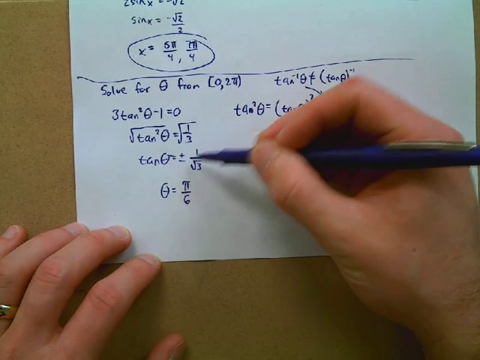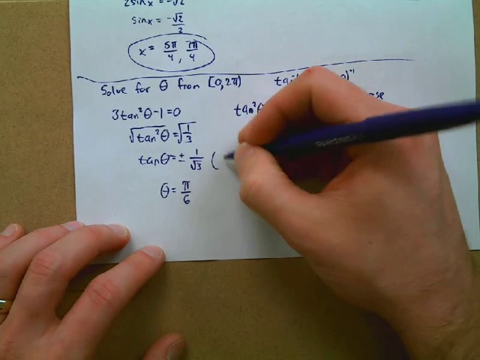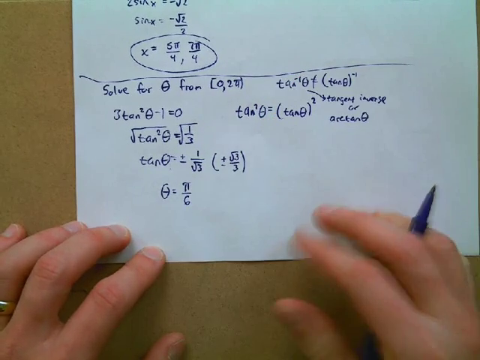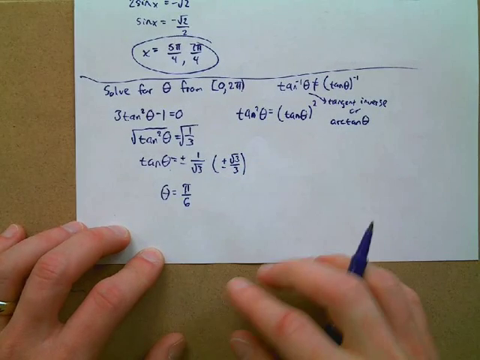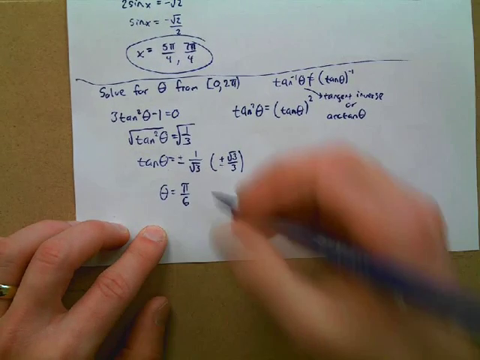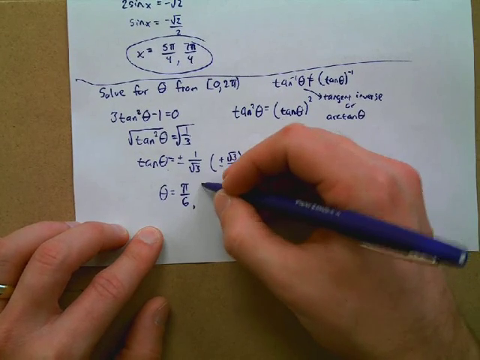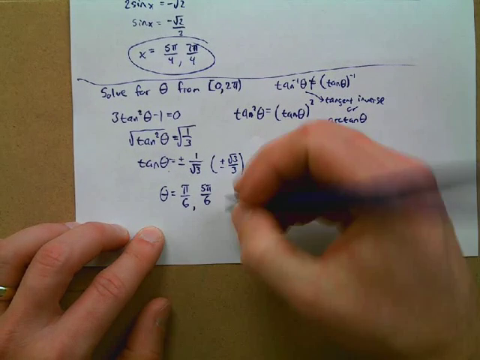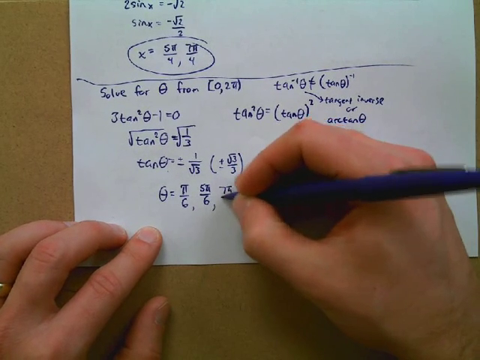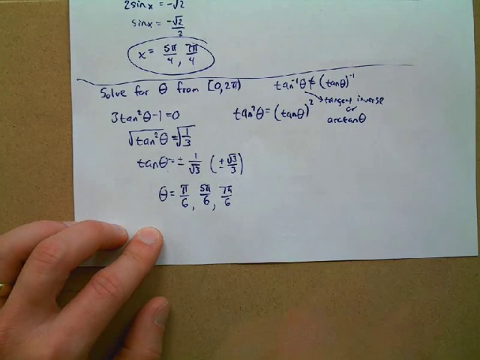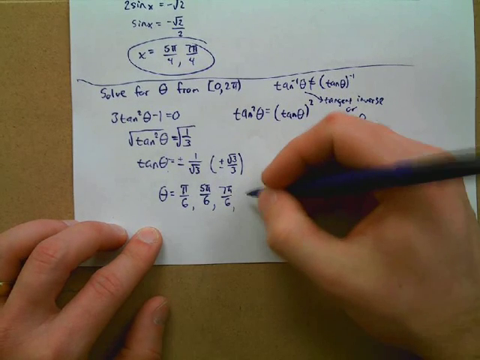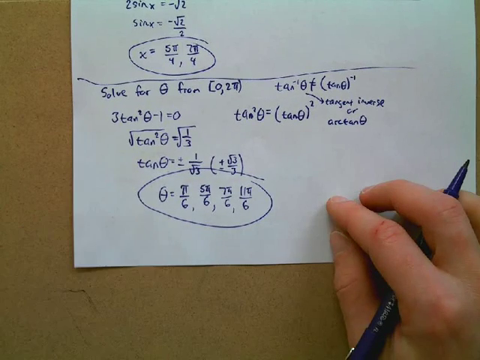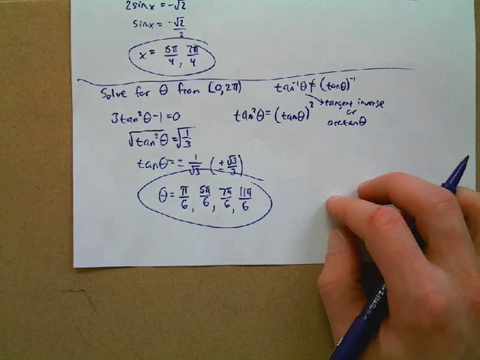Pi over 6 works, but then so will 5 pi over 6, because that'll give us negative 1 over root 3. And then so will 7 pi over 6 in the third quadrant, because that'll give us another positive 1 over square root of 3. And then so will 11 pi over 6. So it's all 4 quadrants, because you have both positive 1 over root 3 and the negative 1 over root 3 there. So it's 4 answers. All 4 will work.